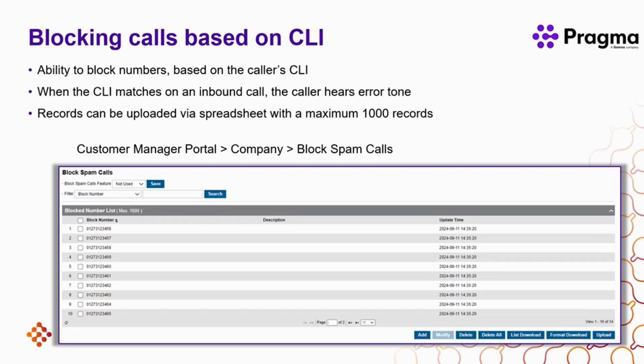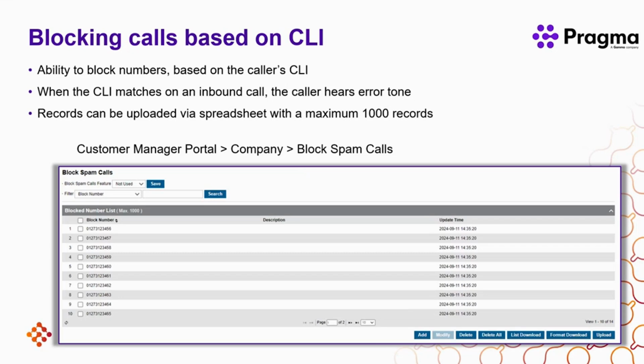Blocking calls based on CLI, so it's like it sounds really. There's a new menu within the Customer Manager portal company, called Block Spam Calls. In here, you can add up to 1,000 CLIs to block. You can do these manually, adding them one by one. You can see in the bottom right the normal options: add, delete, and upload. You can upload up to 1,000 CLIs you want to block in CSV format.